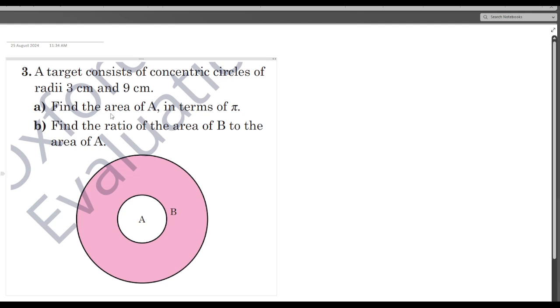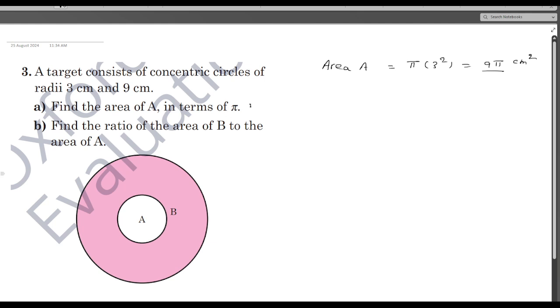Question number 3. A target consists of concentric circles of radius 3 and 9. Find the area of A in terms of pi. Okay, so the inner circle has radius 3. So your area A will be equal to pi times 3 square, which is 9 pi. The unit will be centimeter square.